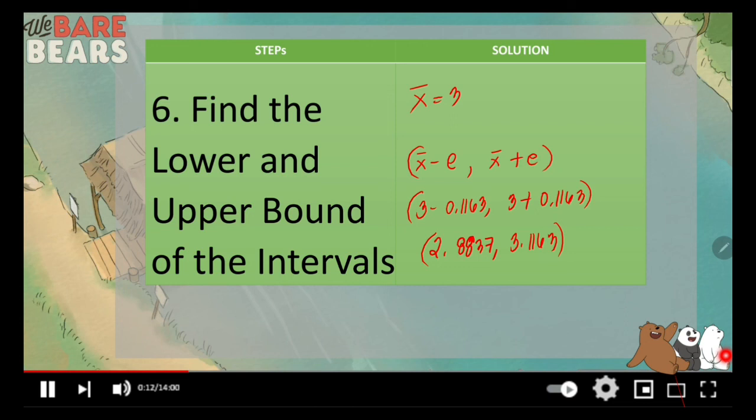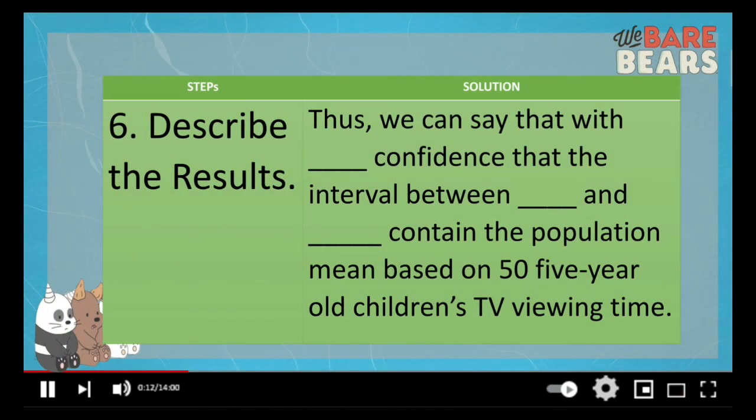So for our last step, we have to describe the result. So again, we have to interpret the results. So thus, we can say with 90% confidence that the interval between 2.8837 and 3.1163 contains the population mean based on 50 5-year-old children's TV viewing time.